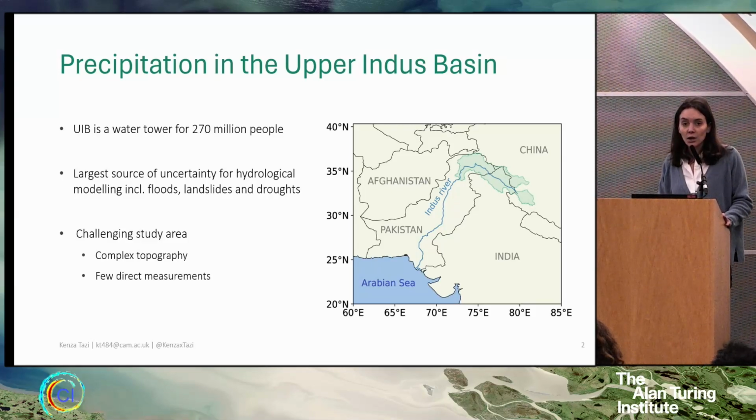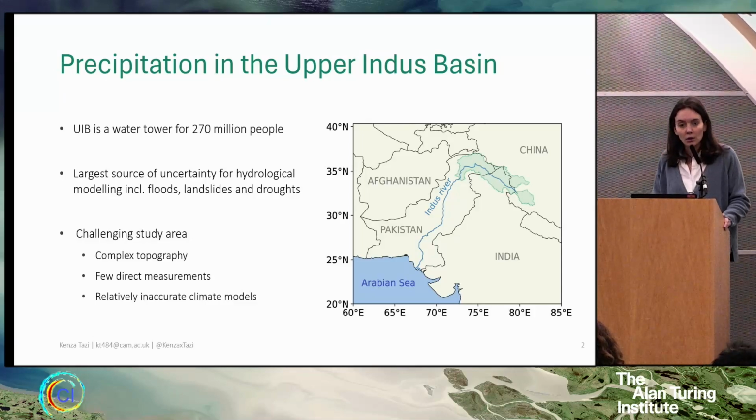Secondly, there are relatively few direct measurements of precipitation from weather stations, especially at high altitudes. And thirdly, regional climate models suffer from many limitations in this area. They're both computationally expensive and relatively inaccurate. We can get errors of up to 100% quite regularly, even for seasonal averages.